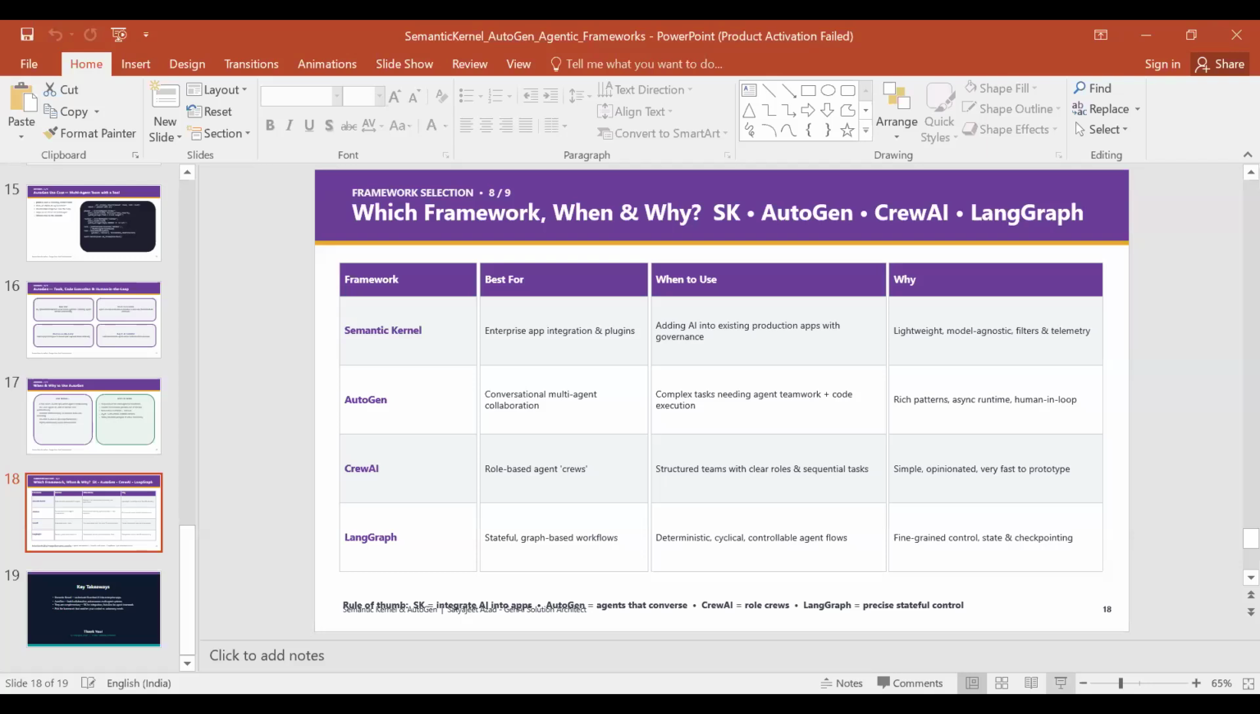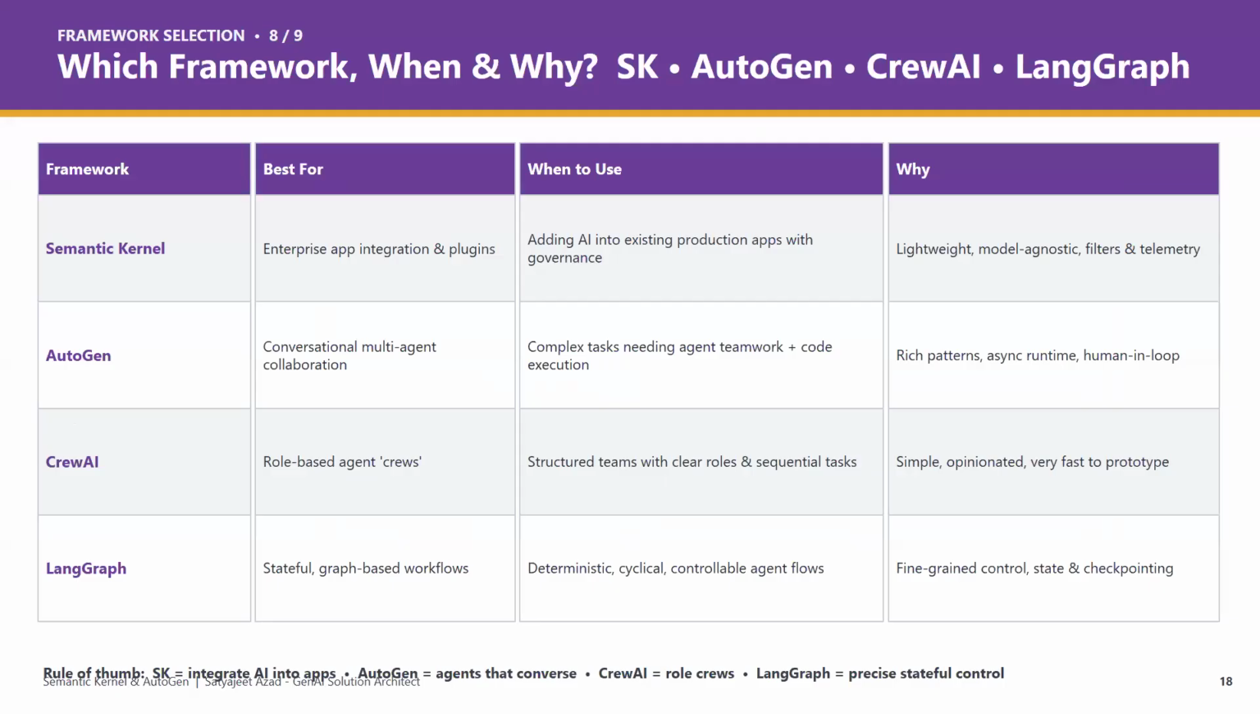Sir, are Semantic Kernel and AutoGen used together, or are there any differences, where should we use which? Can you come again? Sir, I am asking, are Semantic Kernel and AutoGen different, or are they used together? No, no, no. These two are frameworks that can't be used together. It's like a different framework altogether.